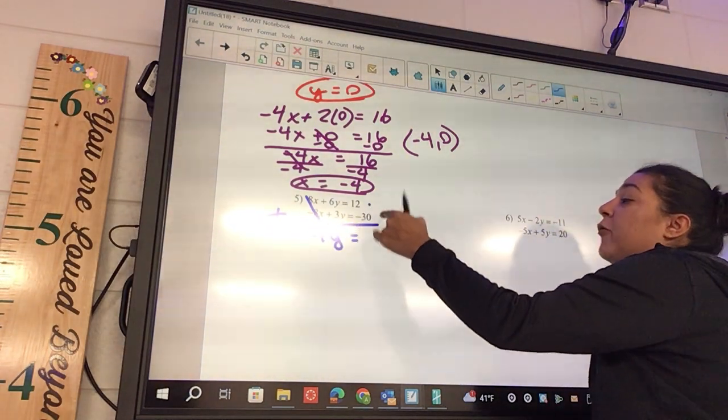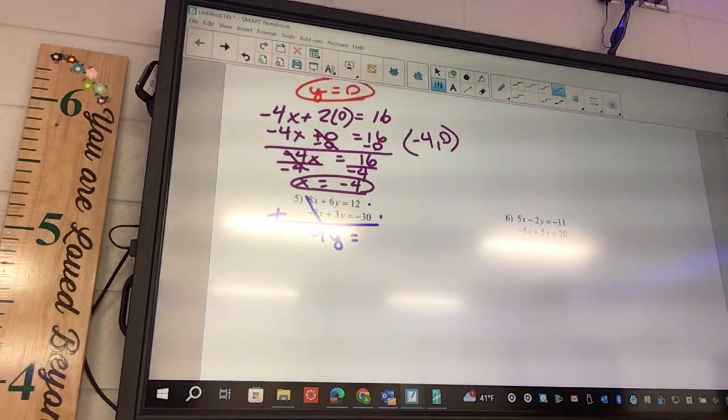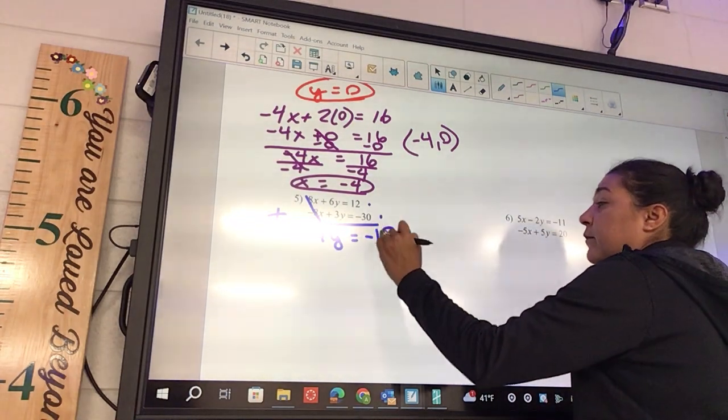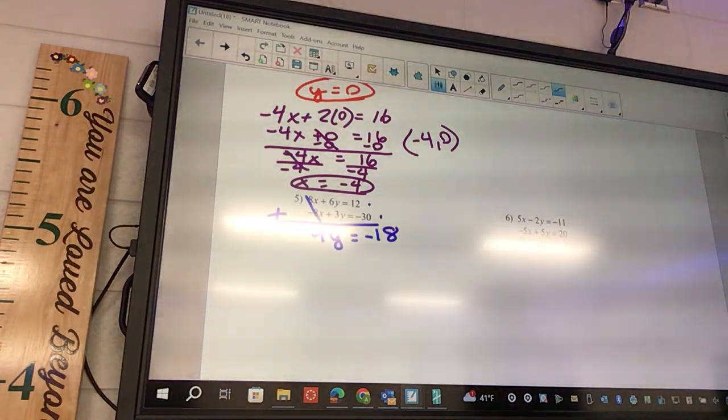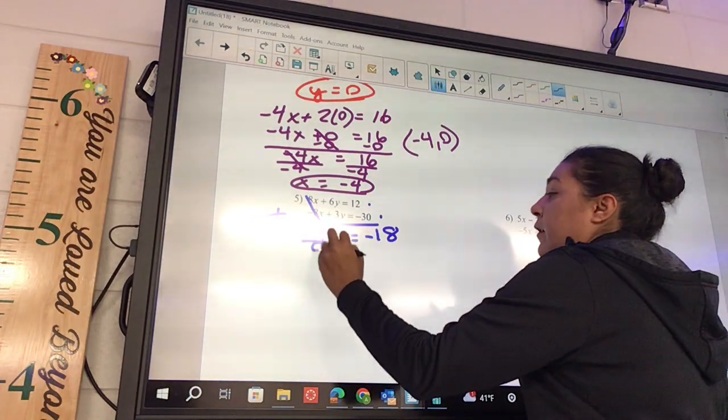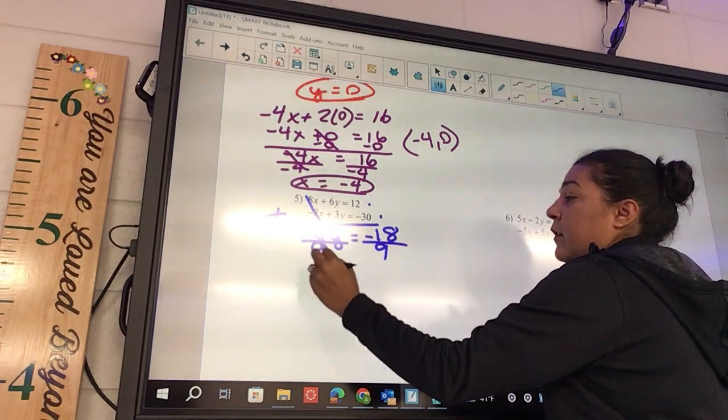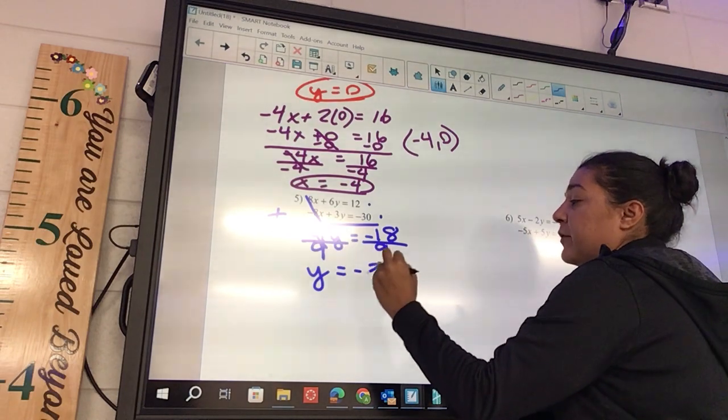equals, and then we got 12 plus negative 30. 12 plus negative 30. Negative 18. Then what needs done? Divide by 9. So we get y equals negative 2.